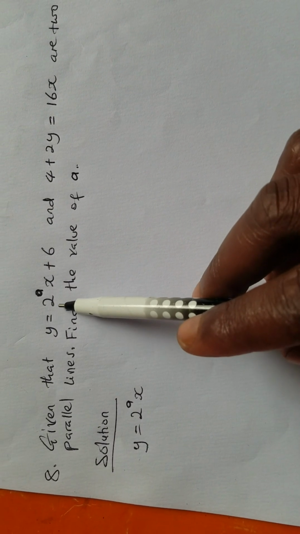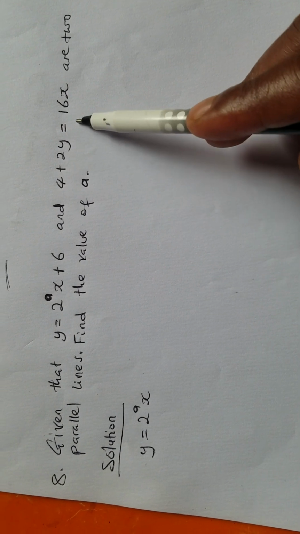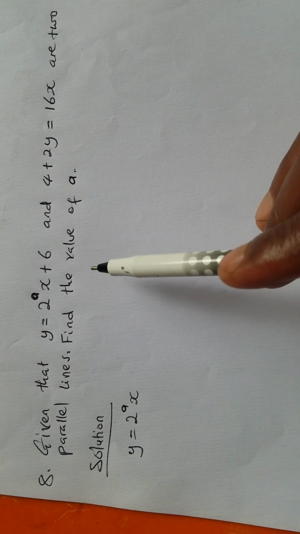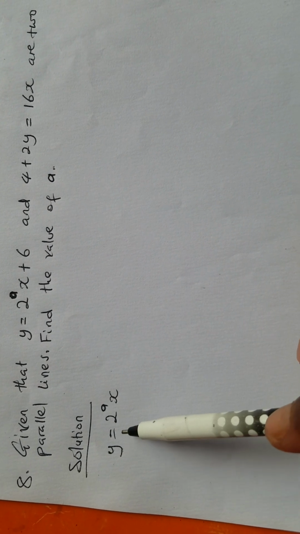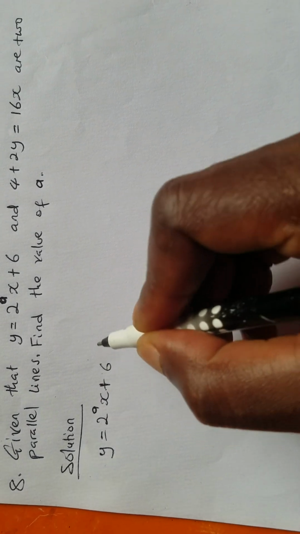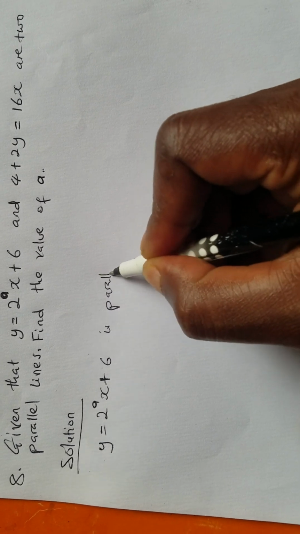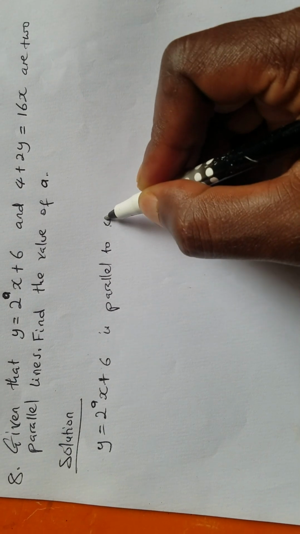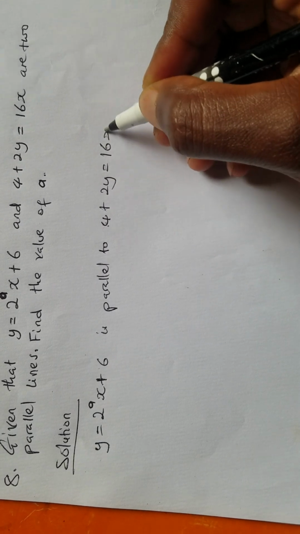Given that y is equal to 2 to the power a x plus 6 and 4 plus 2y is equal to 16x are two parallel lines, find the value of a. So we have been given that y is equal to 2 to the power a x plus 6 is parallel to 4 plus 2y is equal to 16x.